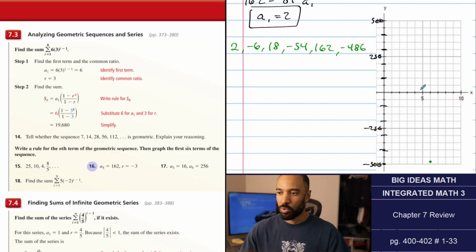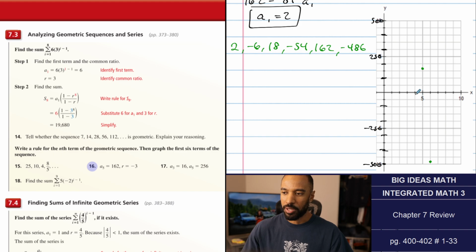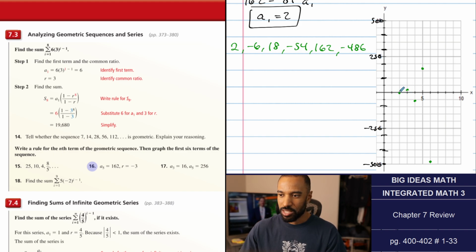Then we go to positive 162. 50, 100, 150. And 162 is a little bit up from there. You can see the shrinkage already happening here. Negative 54. Here's negative 50. So negative 54 ain't far from it. Getting pretty close now to the bottom. 18 is only about 2/5 up to 50. So looking at about that. And negative 6, yep. And 2, yep.